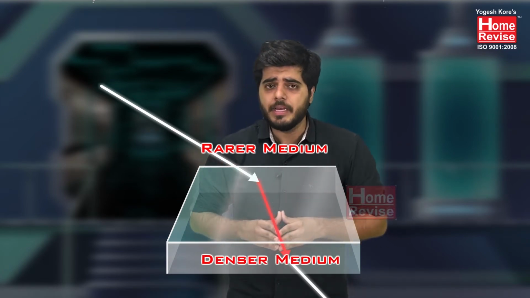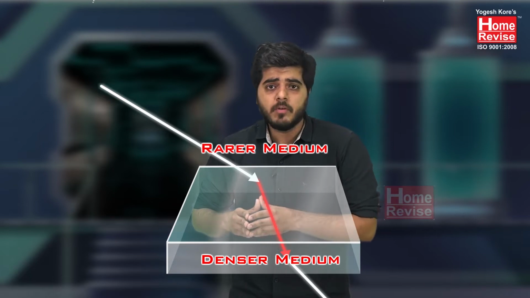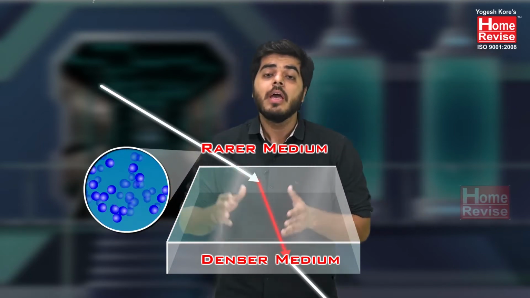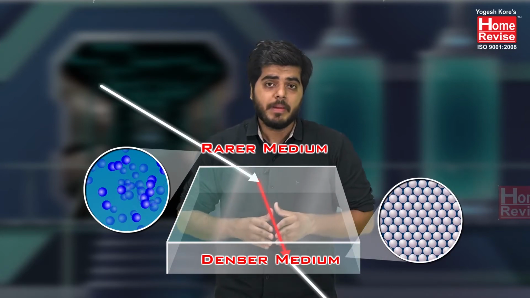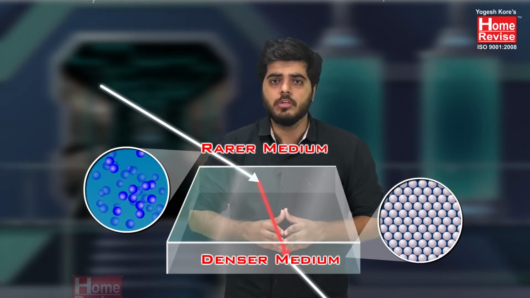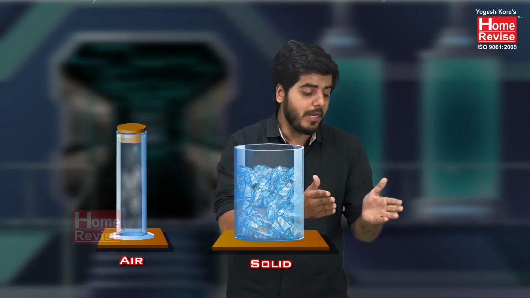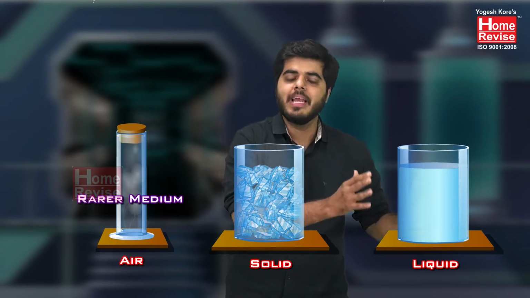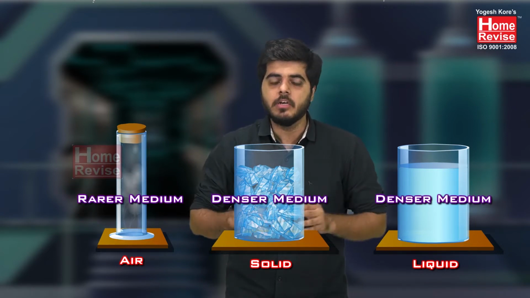Now, what is rarer medium? Rarer medium is a medium in which particles of the medium are far away from each other. And denser medium is a medium in which particles of the medium are closely bonded with each other. So the basic example of rarer medium will be air and that of denser medium will be solid and liquid.